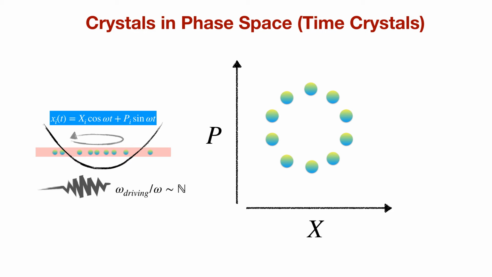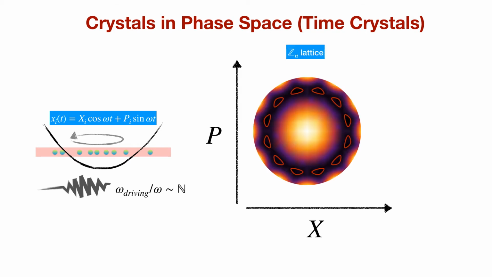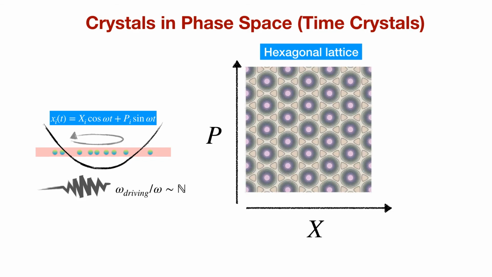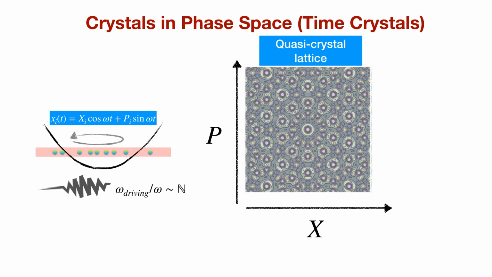The reason is that the effective potential generated by the driving field shows a Z-n lattice. If we change the types of the driving, other more complicated structures can be generated in phase space. For example, the multiple Z-n lattice, square lattice, hexagonal lattice, and even quasi-crystal lattice. Each stable point of these lattices represents a possible subharmonic mode with a fraction of the driving frequency. The robust subharmonic mode is called a time crystal since it breaks the discrete time translation symmetry of the driven system.